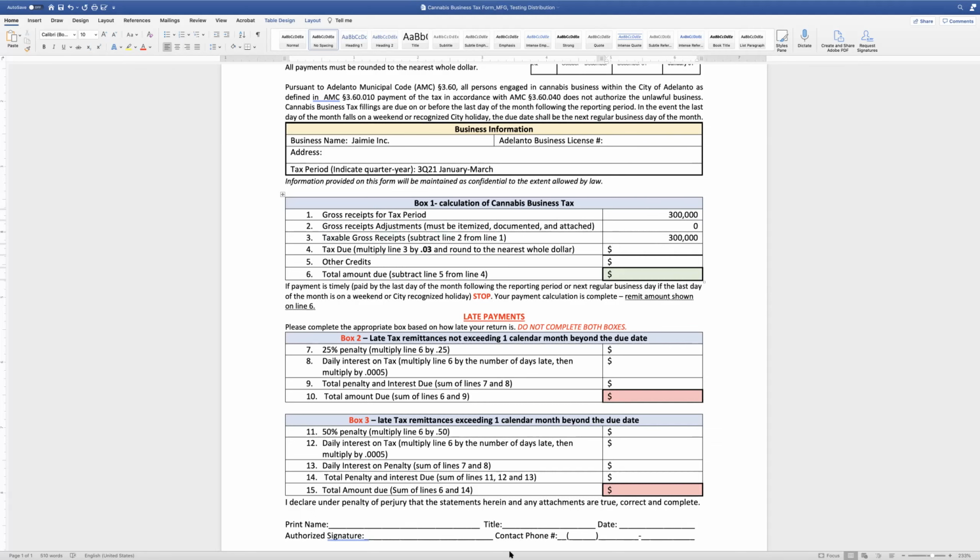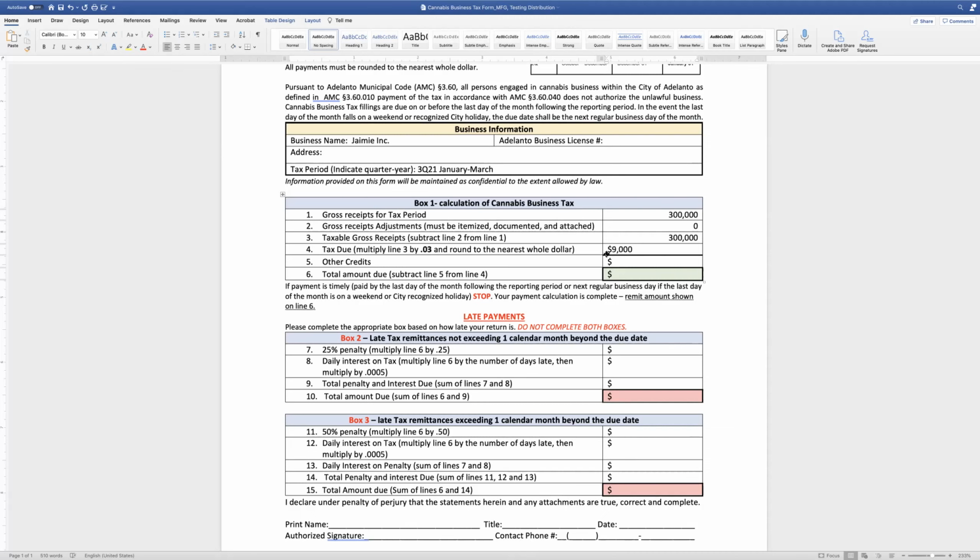Line 4 is where the taxes are calculated. So this is a really important section. It's important that you do not cross out the calculation or try to come up with your own calculation. It must represent 3% of what your gross receipts were. So in this sample, we're going to go 3% of 300,000, which is 9,000. And so that's the taxes that would be due.